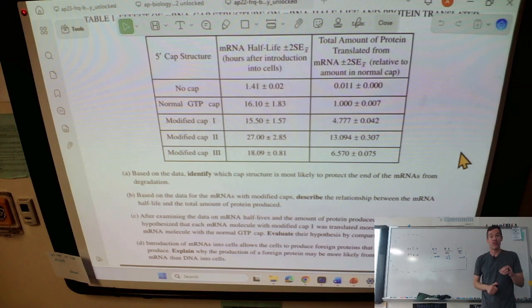Like, what words would you say? You might be like, I know the answer, but think about what would you actually write down. They get kind of picky on this.